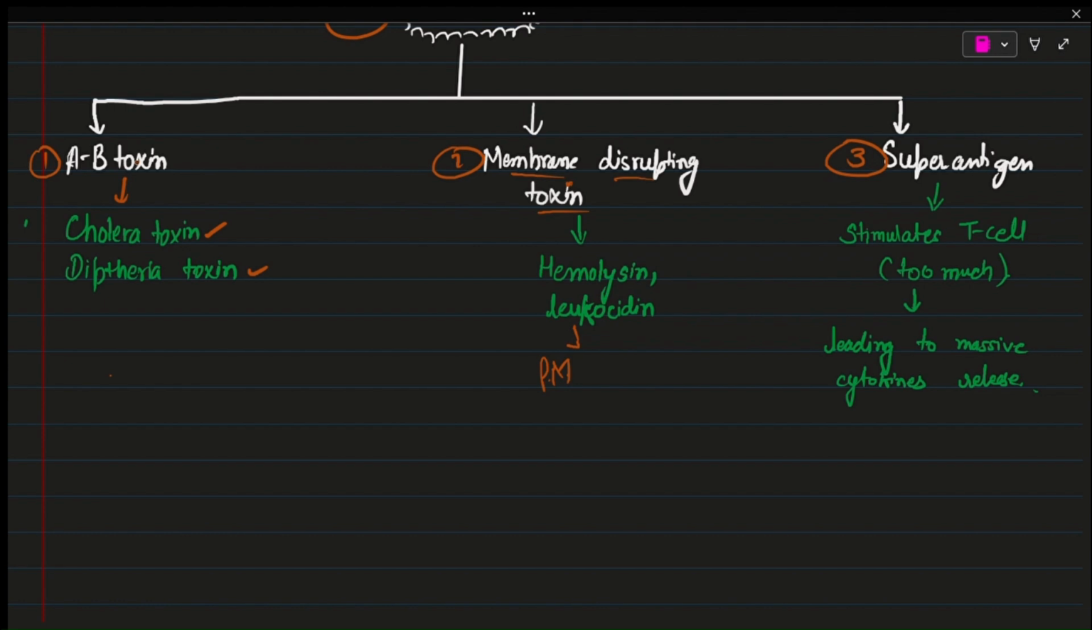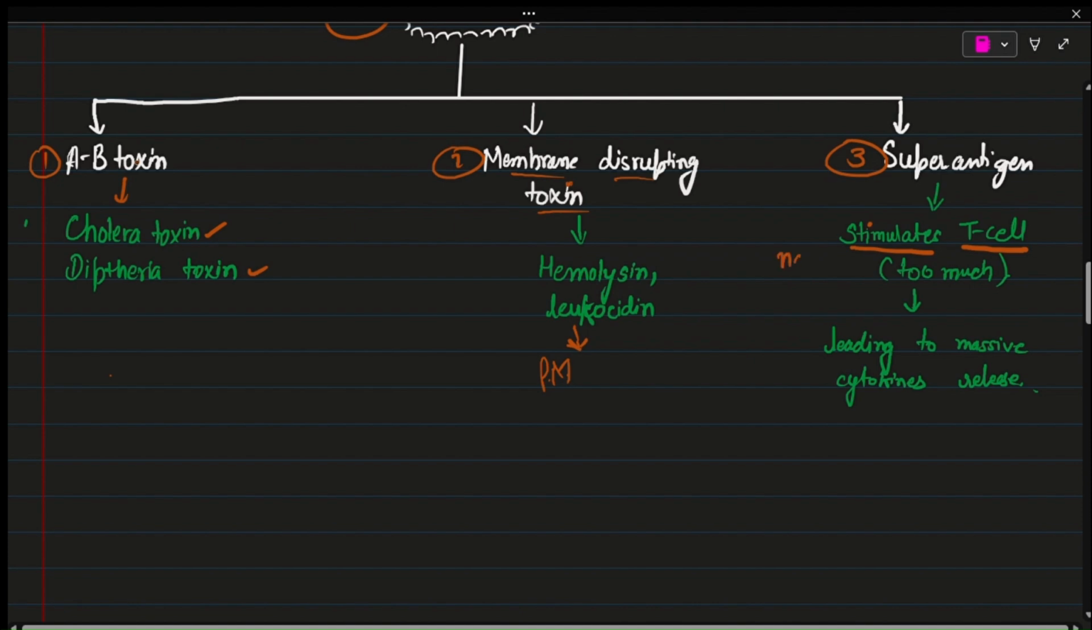Okay, then the third category on the basis of structure is superantigens. Now you must have read about superantigens as you start studying about this from the 12th standard. Superantigens are a category of antigens which I'm categorizing here as a toxin, because they do act as a toxin since they stimulate a huge number of T cells. And they stimulate these T cells non-specifically.